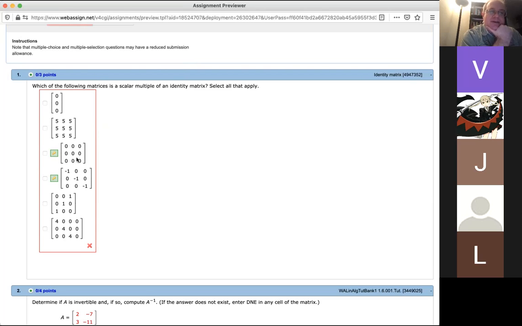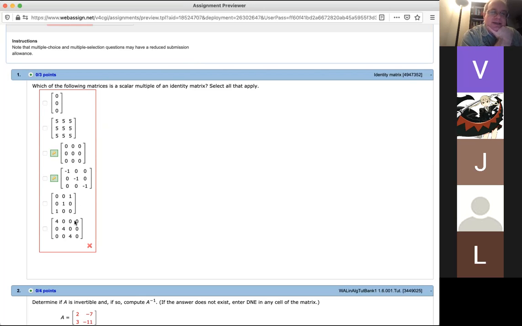What about the 3 by 3 matrix with all zeros? Well, that would just be 0 times the 3 by 3 identity matrix. So that, in fact, is a scalar multiple of the identity. The next one here, we've got -1s on the diagonal, zeros everywhere off the diagonal. So that is -1 times the 3 by 3 identity.